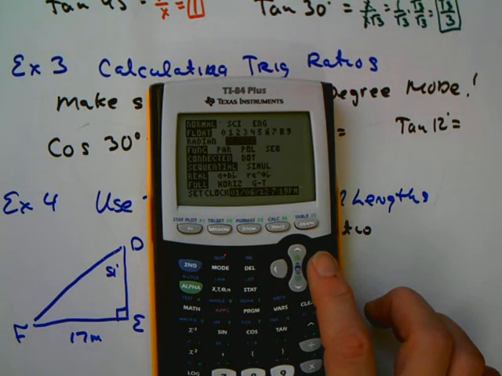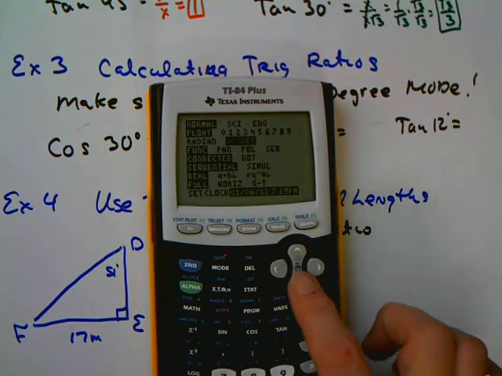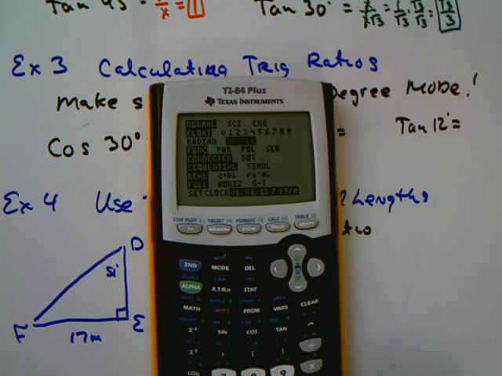I just used my arrow keys down and over. Once I've got the degree I want, I'm going to press enter. Now that's set in degree mode, and I'm going to go to second quit to get back to my work screen.